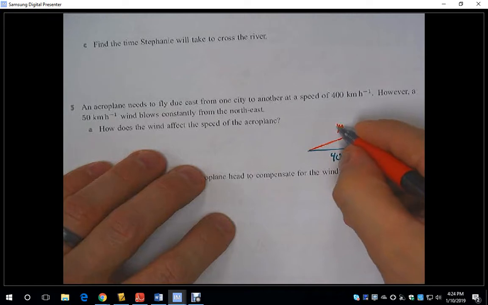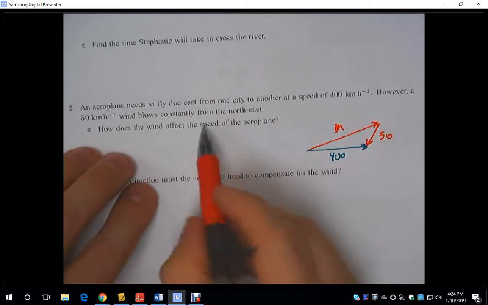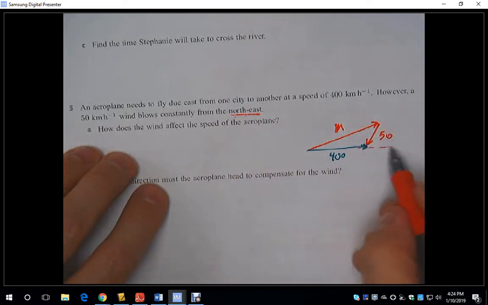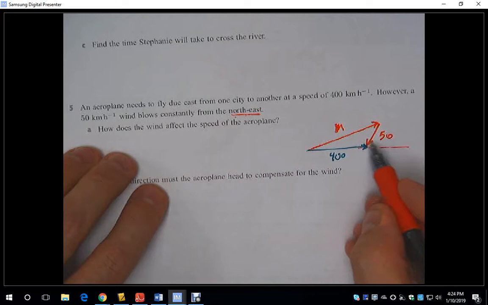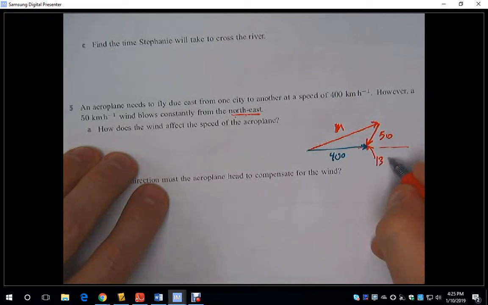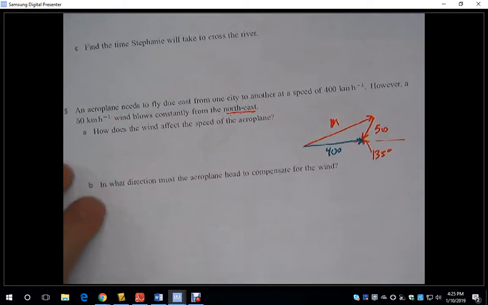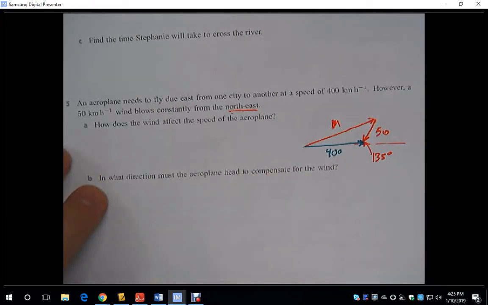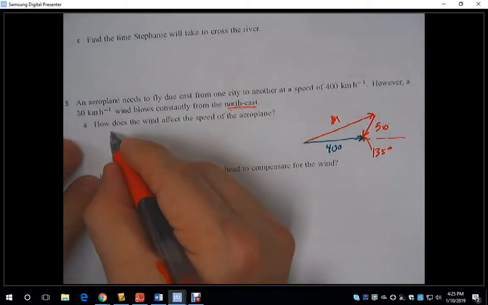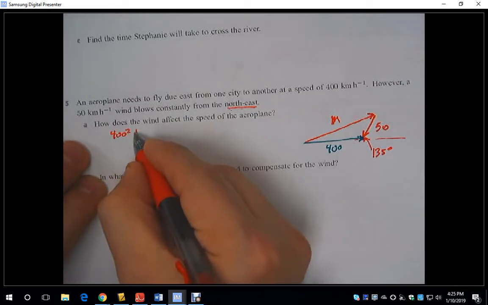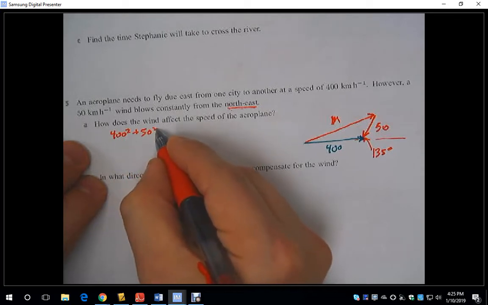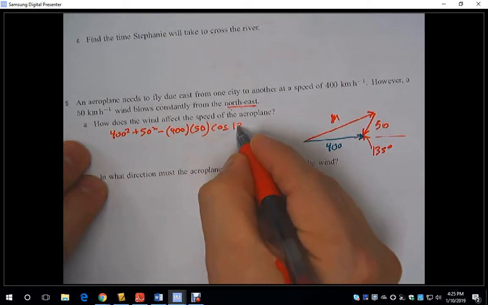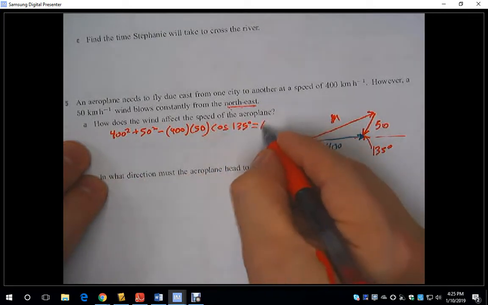And again, it feels like we're missing a lot of information, but there's something really telling here. The wind is flowing from the northeast, which means that this is a 45-degree angle, which means that this angle right here is 135 degrees. So again, we can use the law of cosines, a squared plus b squared minus 2ab cosine c equals c squared. So let's just jump into this. I have 400 squared plus 500 squared minus 400 times 50 times cosine of 135 degrees equals my magnitude squared.